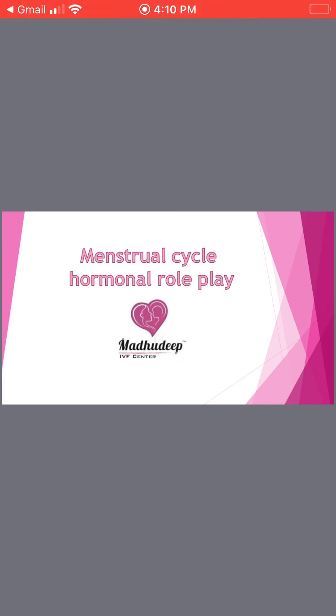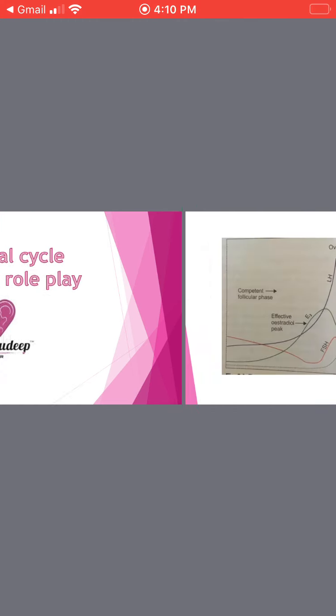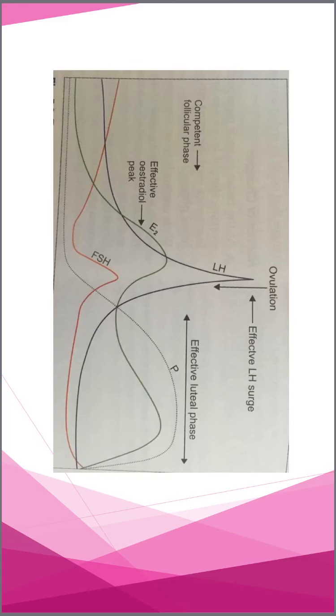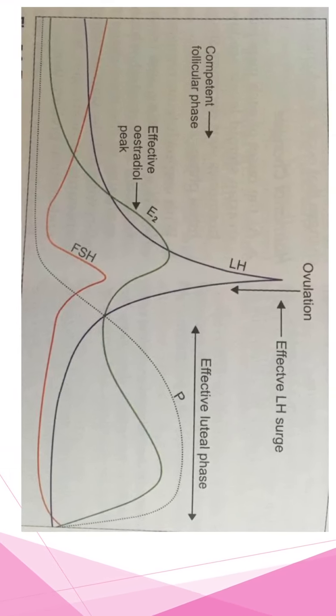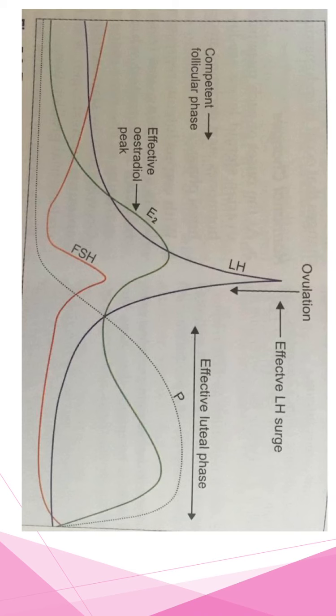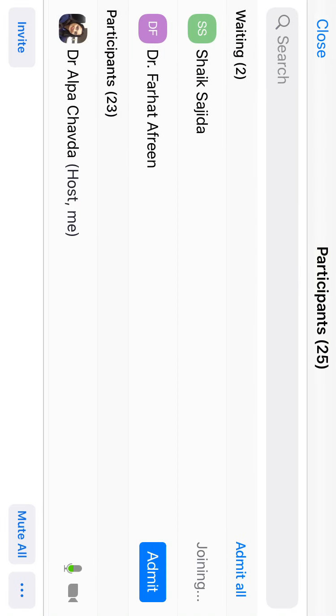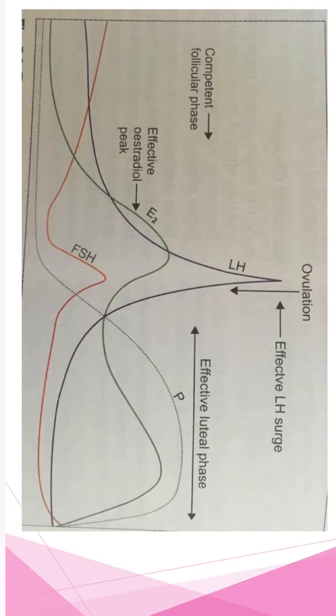Now we will discuss the physiology of menstruation. This figure you should have in your mind, because if you understand this figure, then you can prescribe any medications for infertility. So this is the proper figure. There is a hormonal play that takes place.